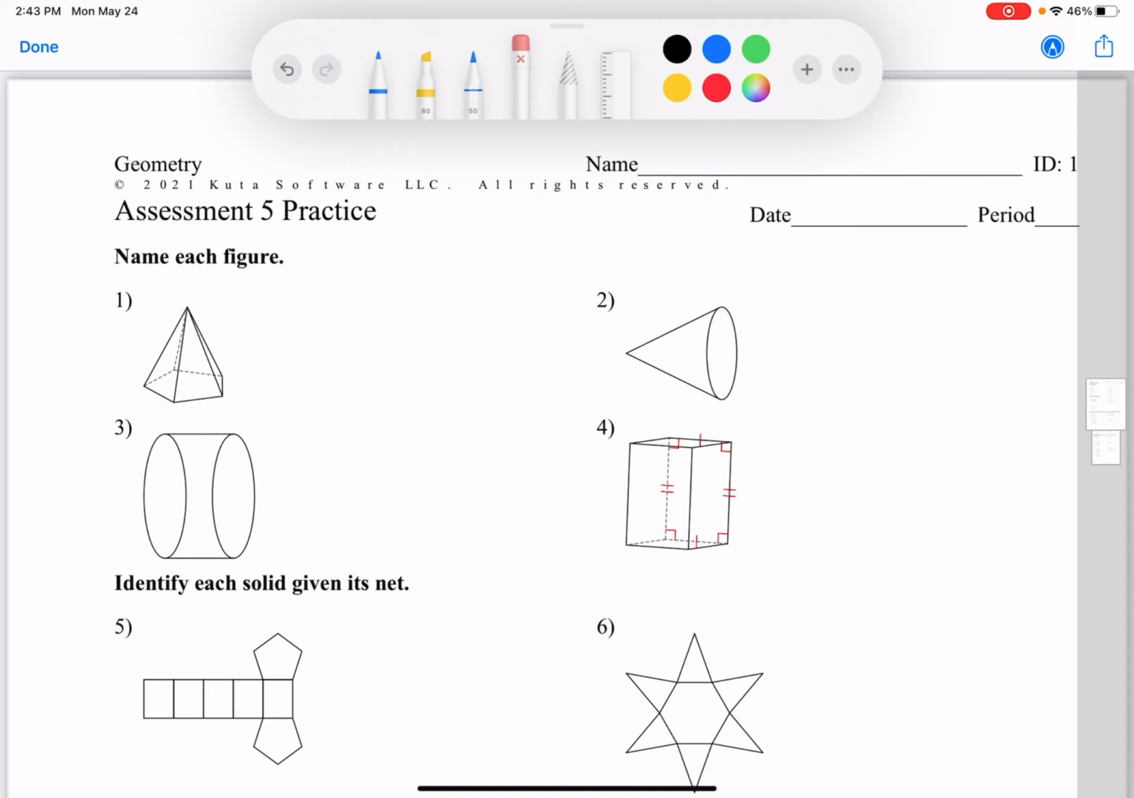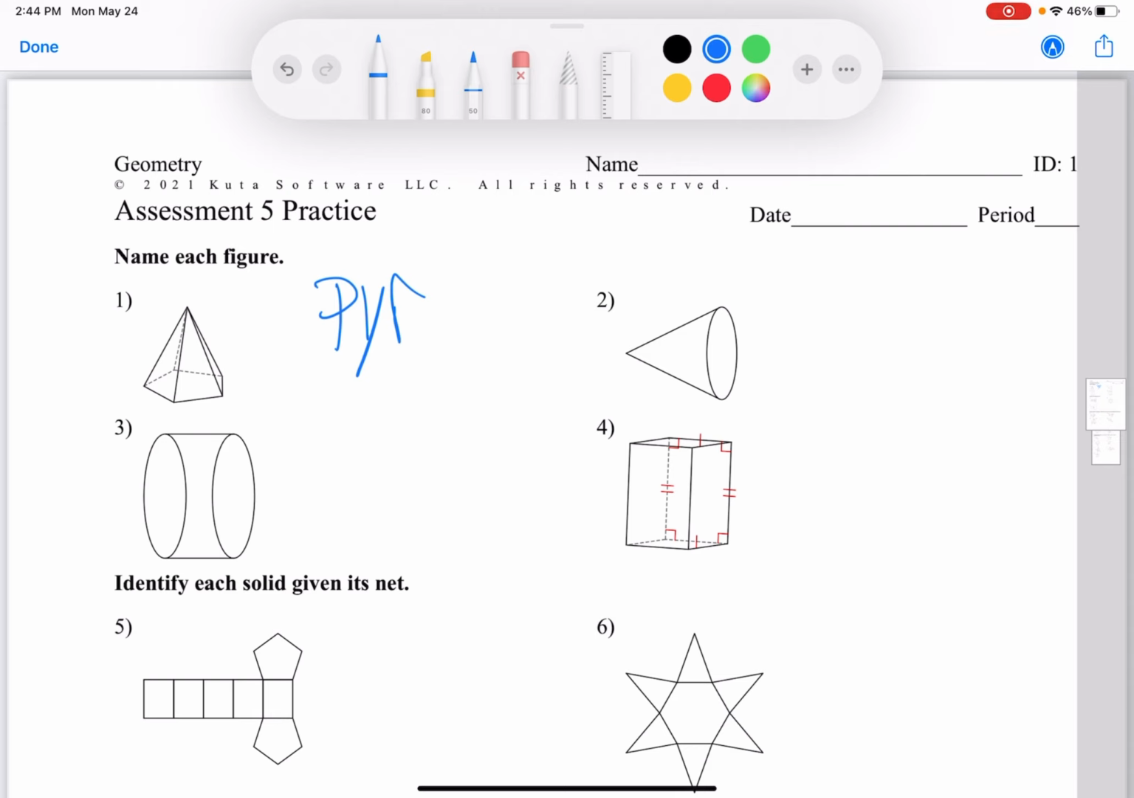We are going to do the assessment practice today for our surface area and volume and area quiz. So let's take a look at some of these. First thing says name each figure. So we're just going to name it. Really our choices are prism, cylinder, pyramid, or cone. If it comes to a point, it is a pyramid. So I'm just going to put pyramid. Shorthand version of pyramid.